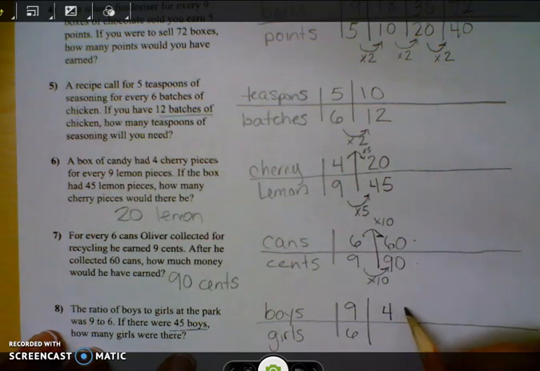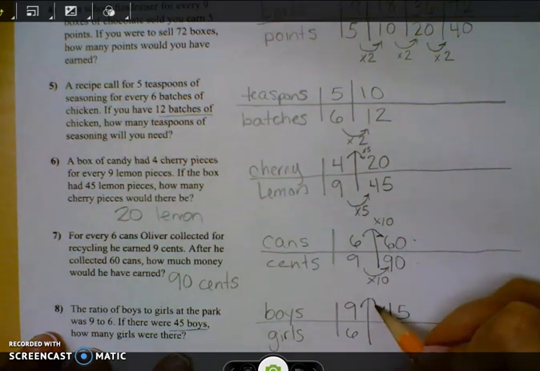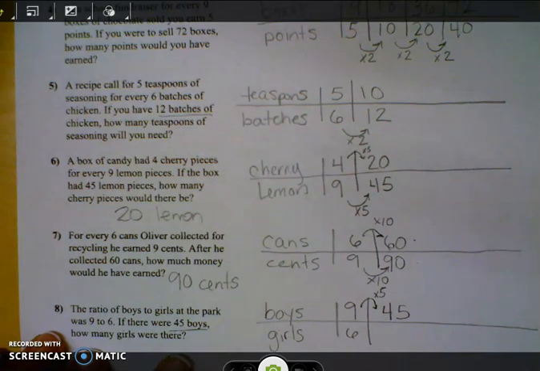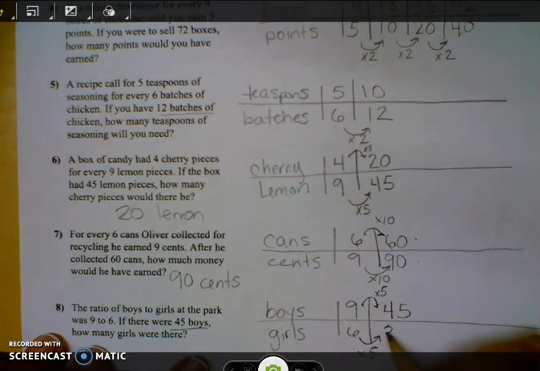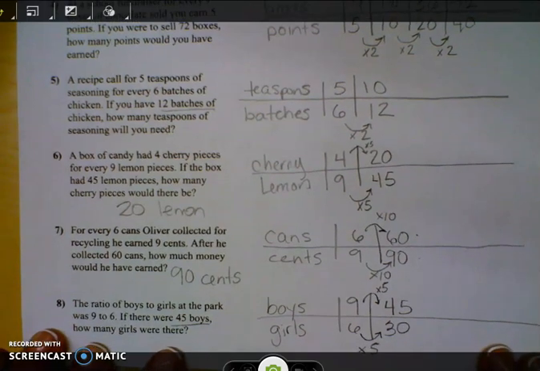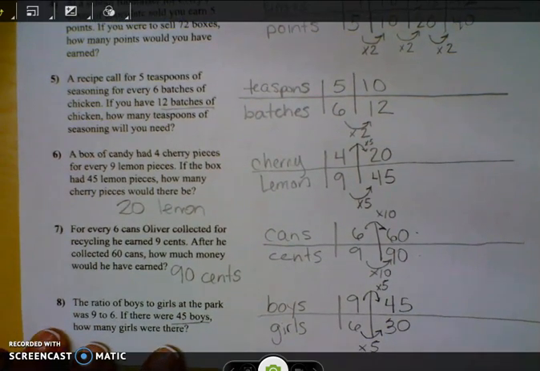Is there a quick way for me to get from 9 to 45? Yes, 9 times 5 makes 45. So I'm increasing my ratio by a factor of 5. If I'm increasing my boys by 5 times, I also need to increase the girls by 5 times. So 9 times 5 makes 45, and 6 times 5 makes 30. So I know if there were 45 boys, there would be 30 girls.